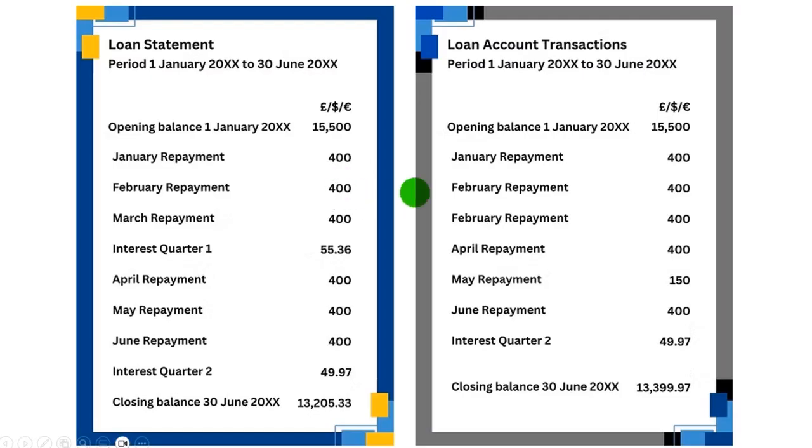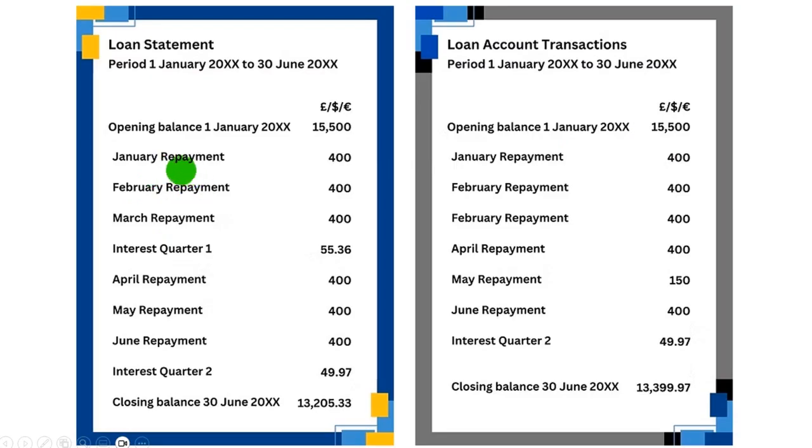Okay, let's start right at the top. We have the loan statement and we have the loan account transactions, so we're looking at the right information. The period is the same, 1st of January to 30th of June. Good start. The opening balances are the same. Very good. Okay, let's go transaction by transaction. We have a January repayment of 400 and a January repayment on the accounts of 400. So the statement shows a repayment in January, 400, and the accounts show the same. Fantastic. Things are looking good.